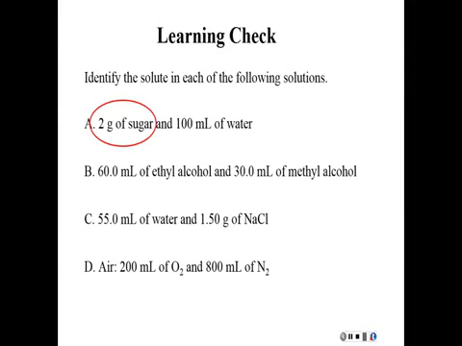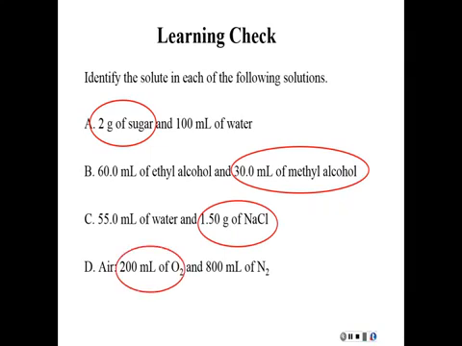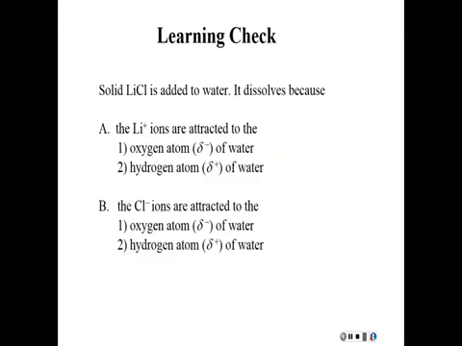How about letter B? Now, neither one has water. So it would be the methyl alcohol because there's less of it than the ethyl. And for letter C, it would be the sodium chloride because, again, it's with water and there's less of it. And for D, it's going to be the oxygen because there's less of that than the nitrogen. Okay, pretty easy. How about this one?